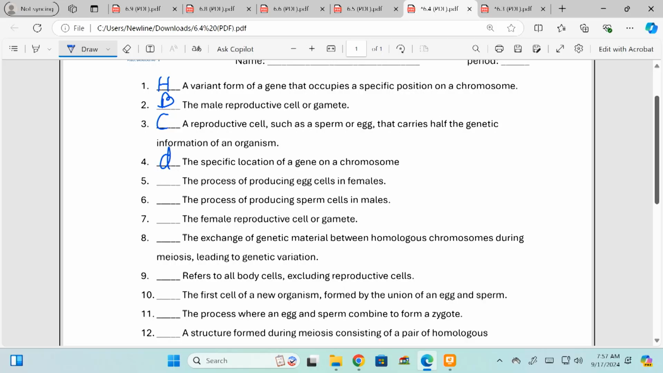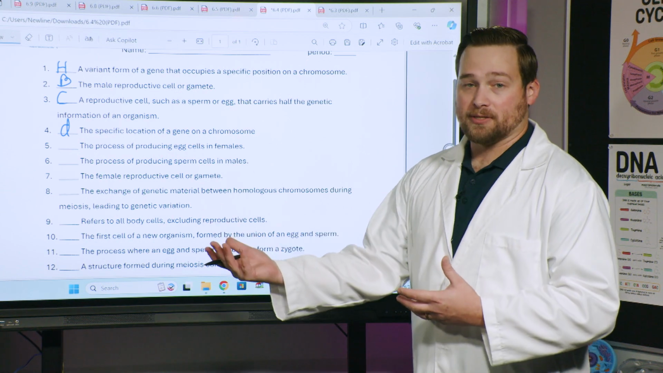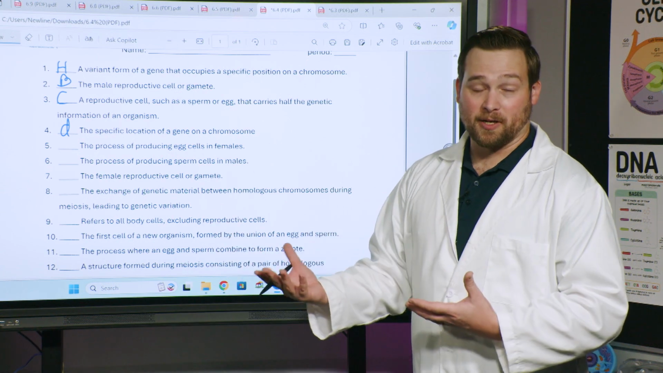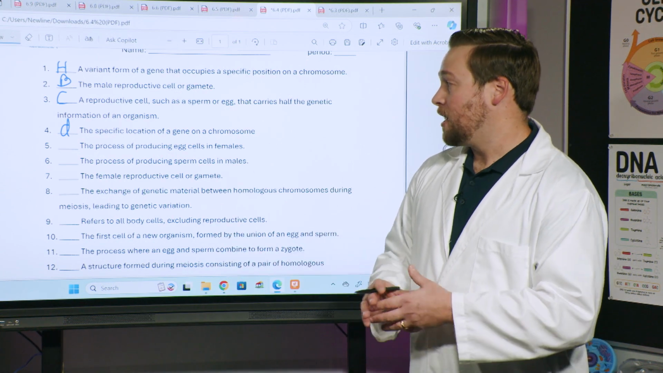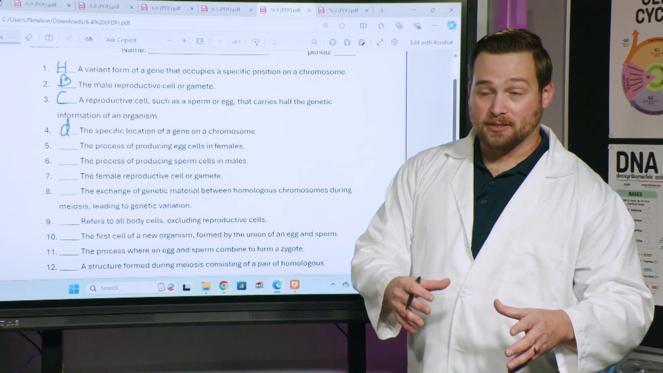Okay, 5. Number 5 says the process of producing egg cells in females. So egg cells, when we make them through the process of meiosis, it kind of gets a specific name. I talked about this in the first lesson. You might remember that this one is called oogenesis, to generate egg cells.